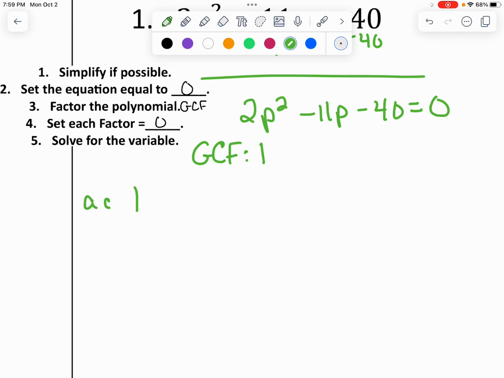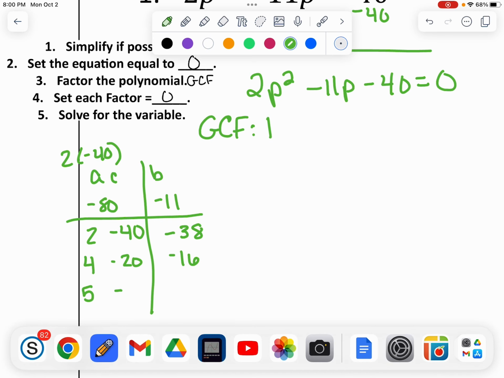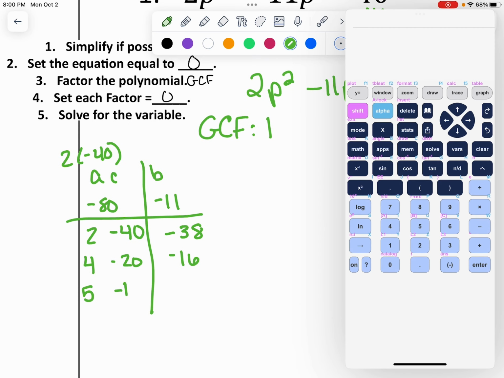But either way, whether they're boxing or grouping, they have to know this. What is A times C? 2 times 40? 80? Negative 40? Negative 80, yes. And then what is B? Negative 11. All right. Now, can you think of 2 numbers that multiply to negative 80 and add to negative 11? Do you think it's 2 and negative 40? No, because that adds to negative 38. What about 4 and negative 20? No, because that adds to negative 16. What about 5 and negative 16? That's correct.